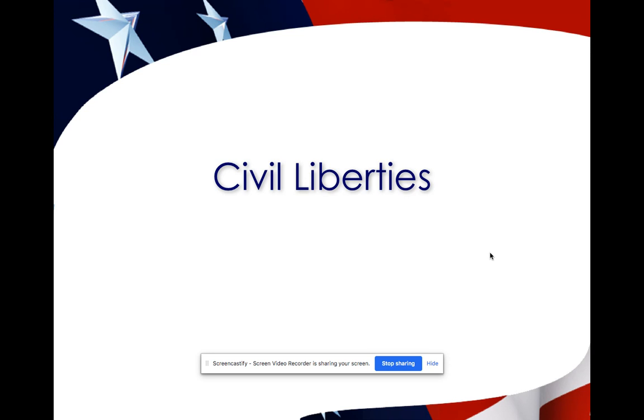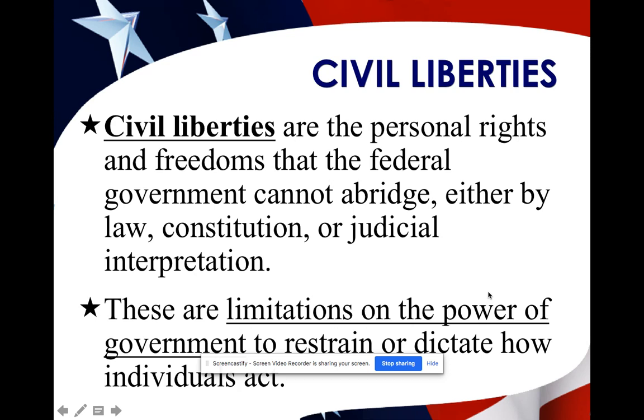But once again, as we've talked about all year, even though you have these civil liberties, none of them, and yes, none of them are absolute. So the government does take them away at times. And that's where our constitutional issues come up. And we will discuss several of them this unit.